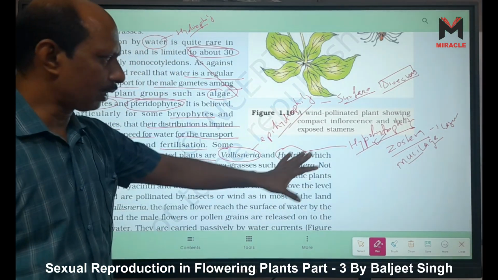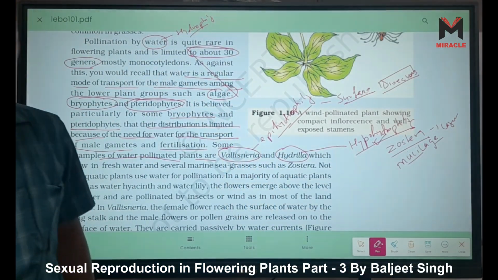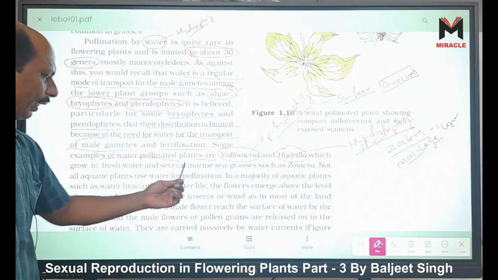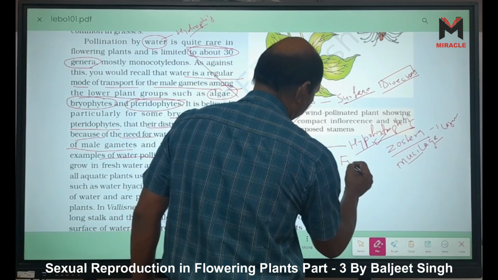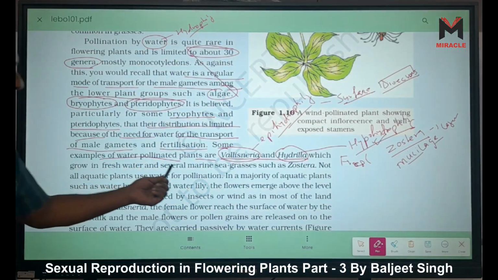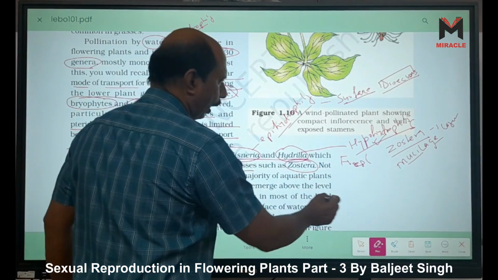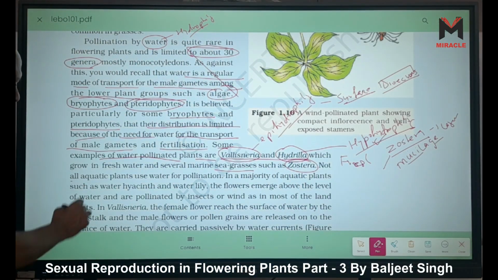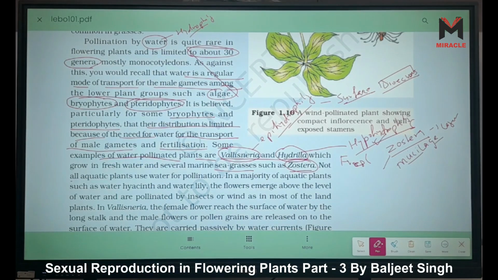So this is the specific feature of pollen grains in hydrophily, or we can say hypohydrophily, which grows in fresh water and in several marine dwellers. So these both are examples of fresh water. Some examples are given for marine water: several marine sea grasses, like Zostera. This is also an example of hypohydrophily, right?